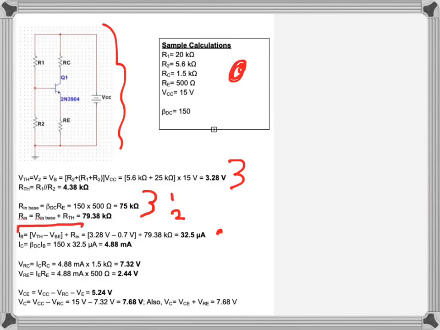Okay, once again, there's the formula. And then we're going to get the collector current, and the collector current is beta times larger than the base current. And then once we have that, we can calculate the collector and emitter resistor voltages, the collector emitter voltage, and the collector voltage.